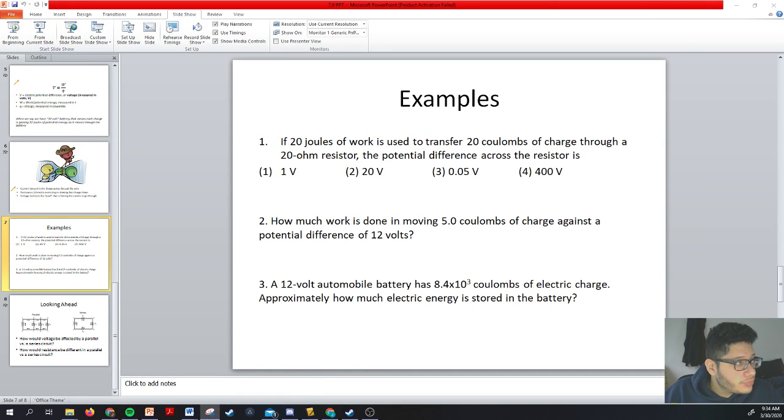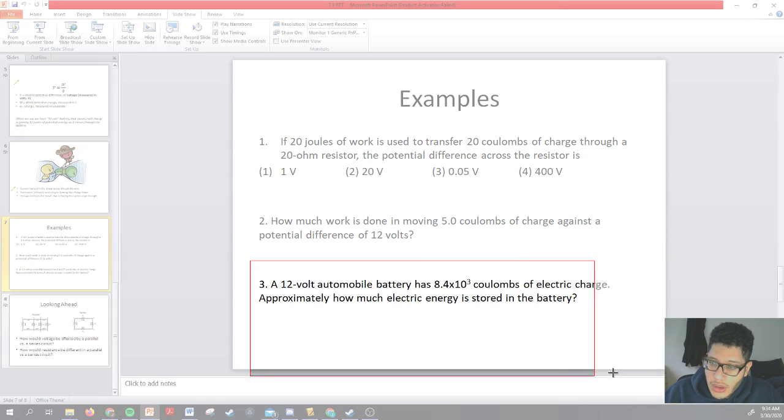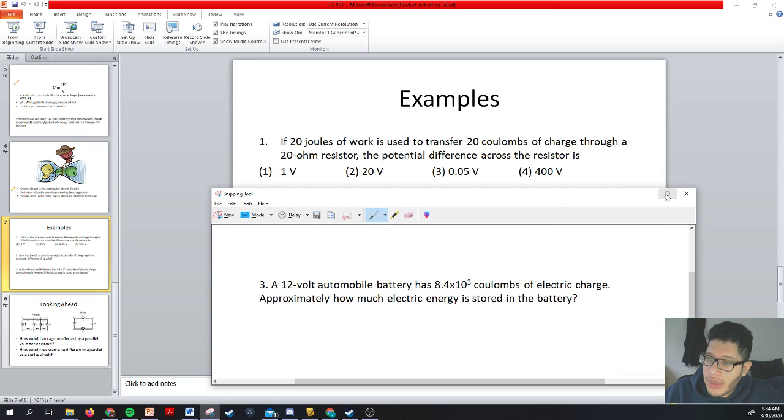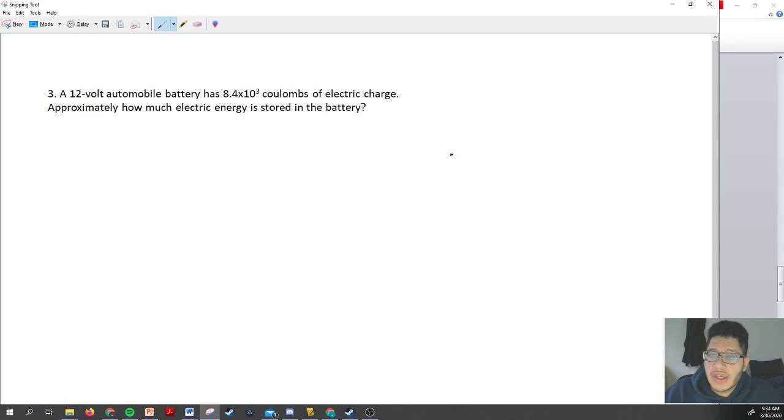Final problem. A 12-volt automobile battery has 8.4 times 10 to the third coulombs of electric charge. So I'm told that it's a 12-volt battery and has 8.4 times 10 to the third coulombs of electric charge. So immediately I can see that I'm given information for voltage, which is 12 volts, and for charge, which is 8.4 times 10 to the third coulombs. Approximately how much electric energy is stored in the battery?